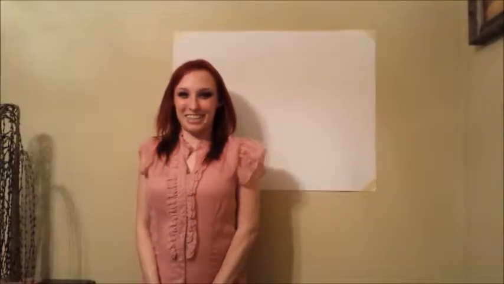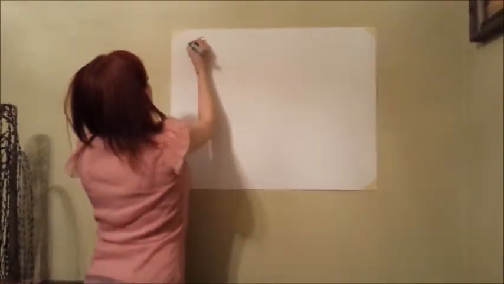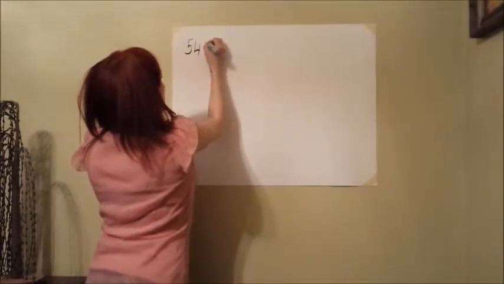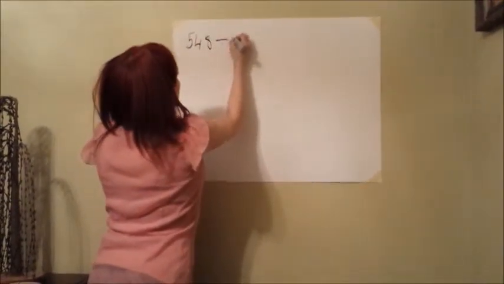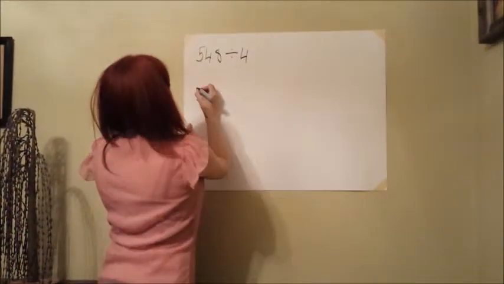Today I'm going to teach you how to do long division. So the first thing you need to know is that a smaller number goes into a bigger number. So we can write 548 divided by 4. But we can't do anything with that, so we're going to rewrite it like this.